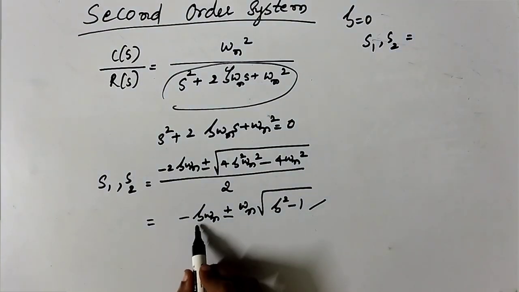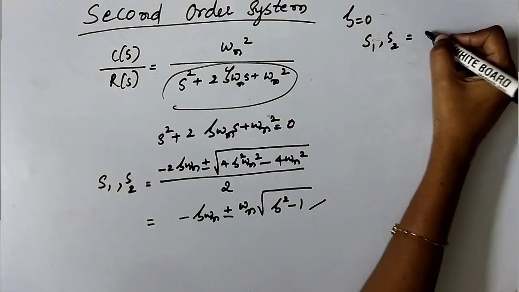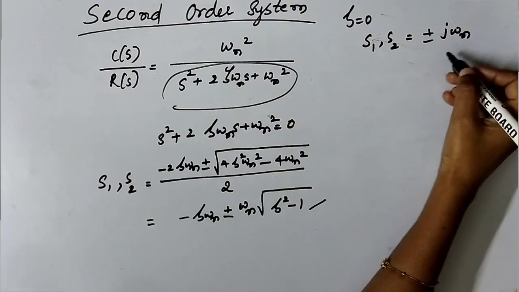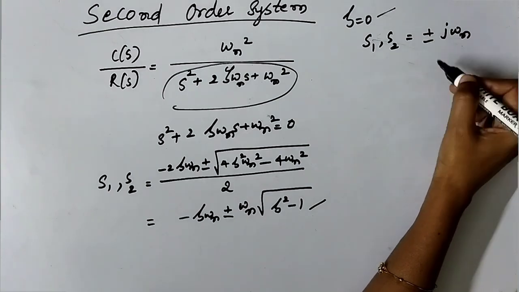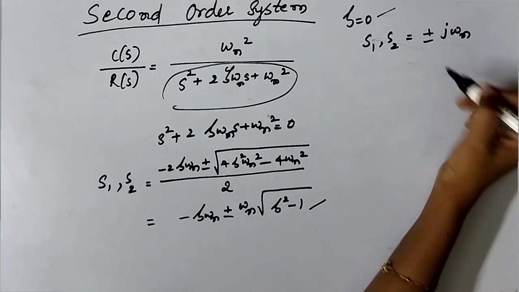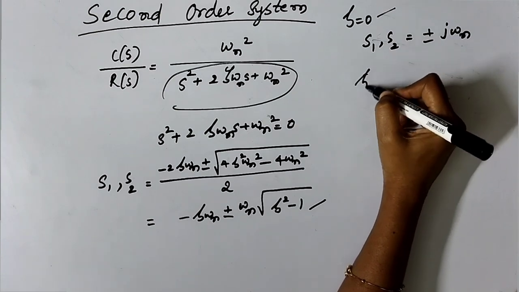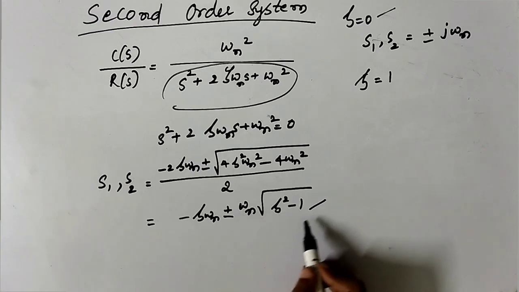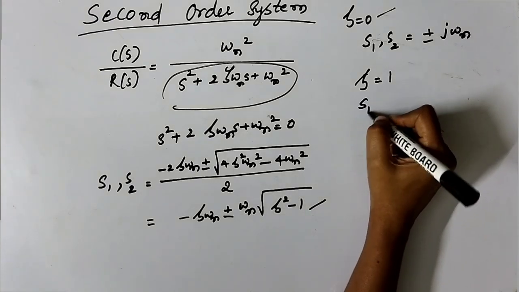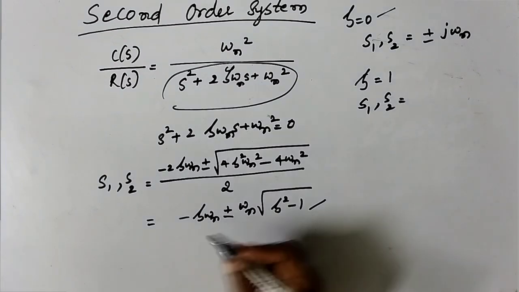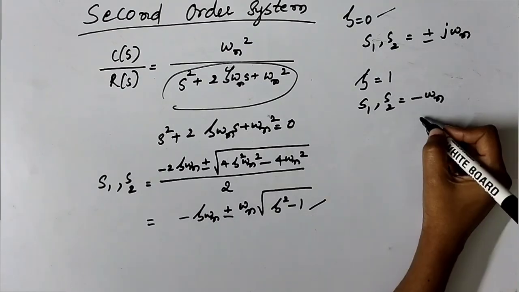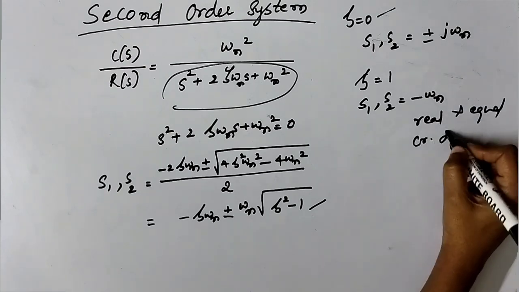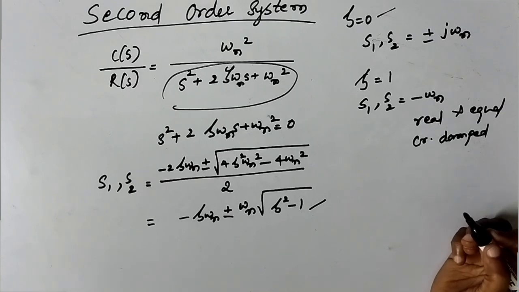Now for case 1, when zeta equal to 0, the roots s1, s2 will be equal to plus or minus j omega n. Here the roots are purely imaginary and the system is undamped, where you have continuous oscillations. Now for zeta equal to 1, replacing zeta equal to 1 here, the square root term is all 0, so s1 and s2 would be equal to minus omega n. Here the roots are real and equal. The system is critically damped. That means the oscillations will die out very quickly.